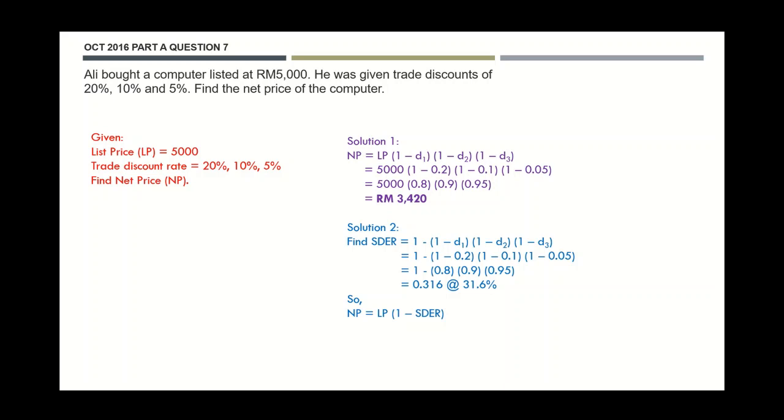So you have NP equals LP times 1 minus SDER. Substituting the SDR with 0.316, you finally get the same answer as before. That is the net price equal to 3,420. So that is for the second question. Let's move to the next one.